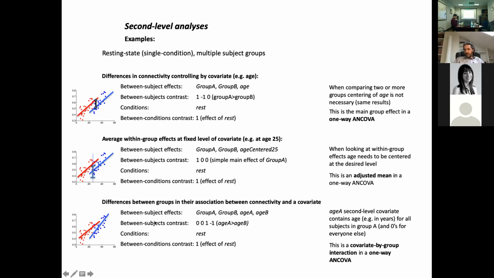And then we also look at this: what if I want to do a group by age interaction? Basically, I assume that the activation is changing with age, and the activation might be changing with age at a different rate in one group versus the other.